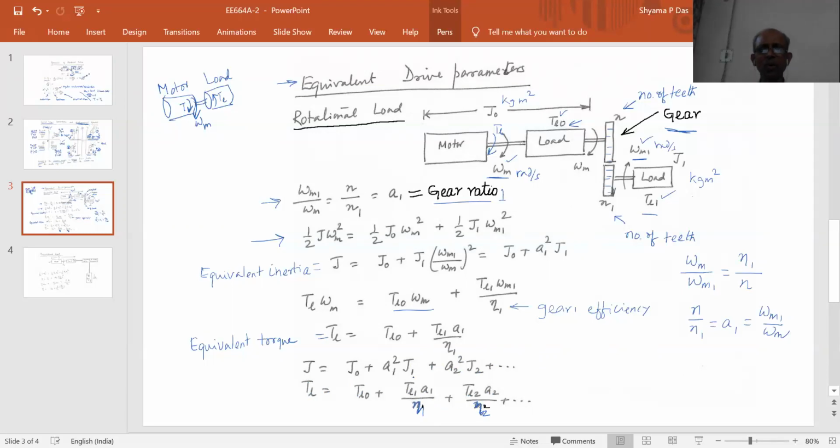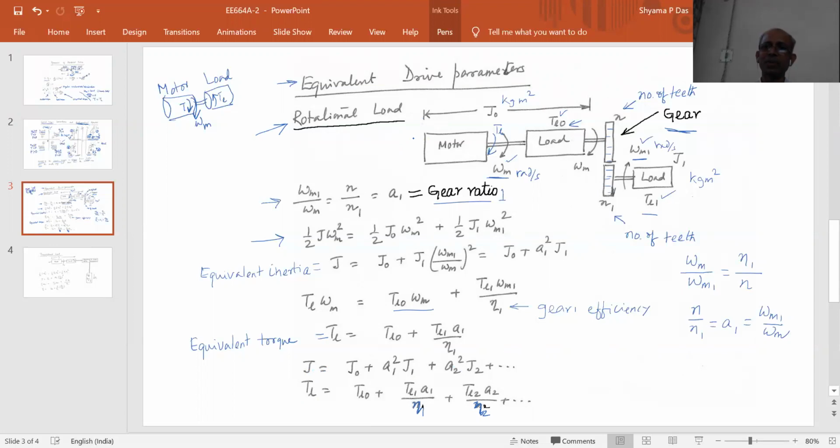So this is how we can write down the expression for the load torque and the inertia for a rotational system. This is basically for a rotational load. Now, in many situations, the load may not be rotational. The motor is rotating, no doubt, but the load may be translating.